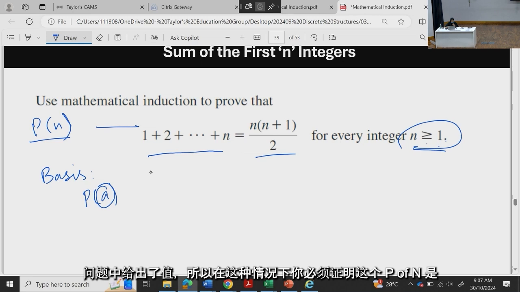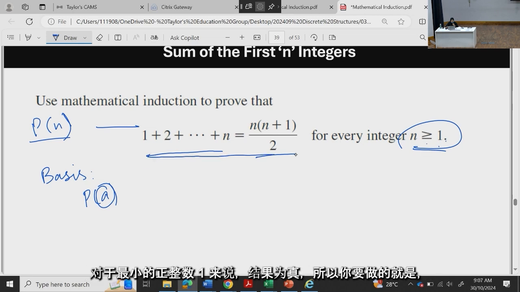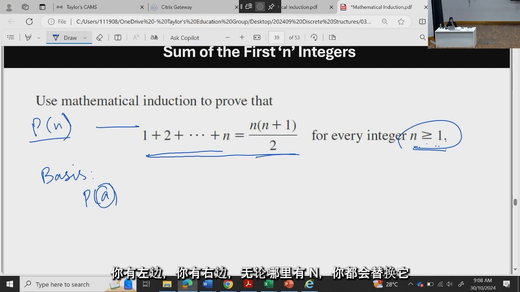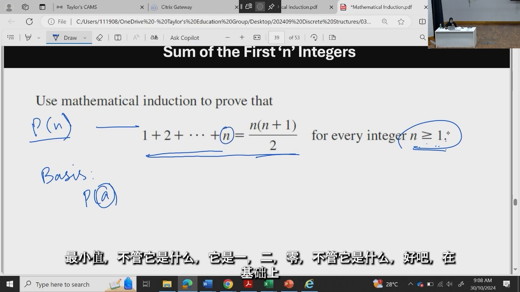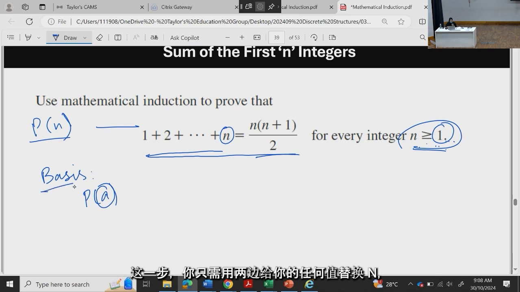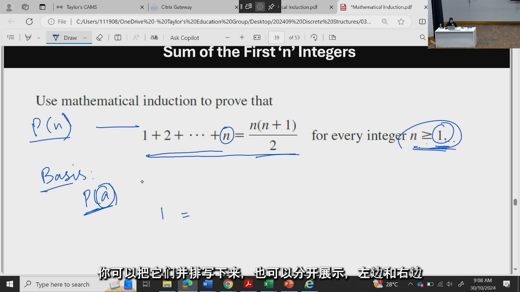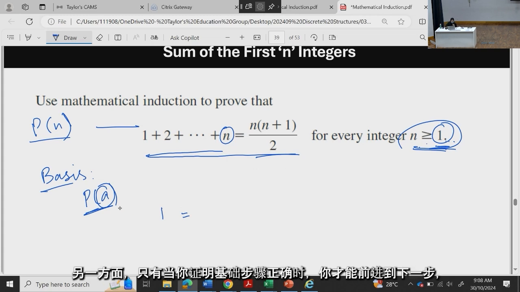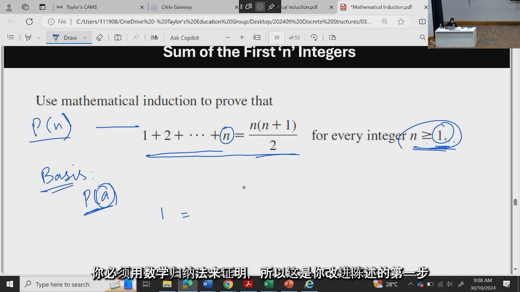Okay. So in this case you have to prove this p of n to be true for the smallest positive integer, which is 1. So what you will do is, wherever you have left hand side, you have right hand side, wherever you have n, you will replace it with the smallest value, whatever that is. It's 1, 2, 0, whatever that is. In the basis step, you will simply replace n with whatever value is given to you on both sides. You can write them down side by side, or you can show them separately, the left hand side and right hand side. Only when you show the basis step to be true can you move forward to the next step, which you have to show in mathematical induction.